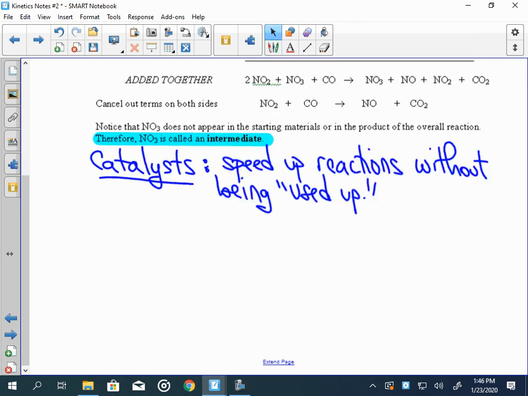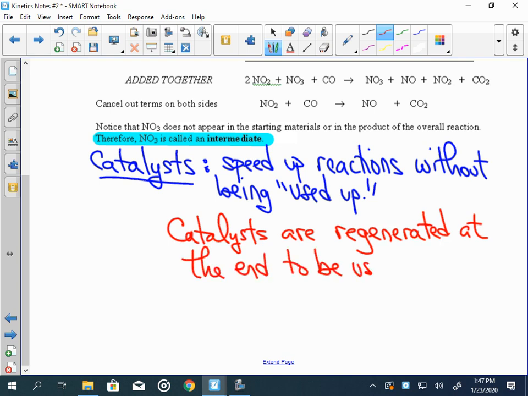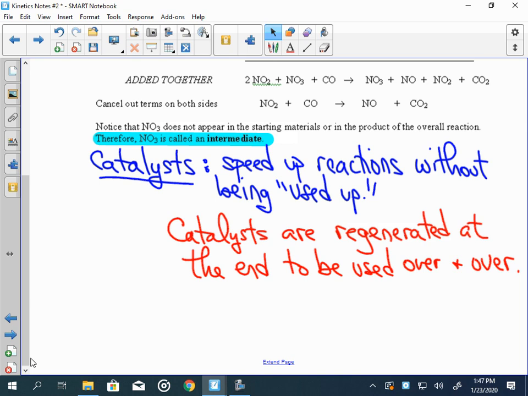I also want you to add the catalysts are regenerated at the end to be used over and over. That's an important thing. Again, we've talked about start with 5 grams, you have 5 grams after the reaction. But you're going to see it in a different light today. All right?